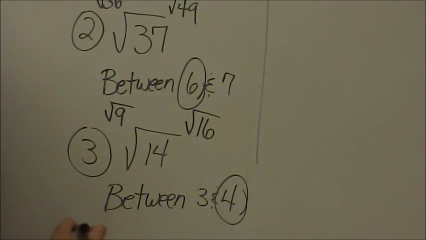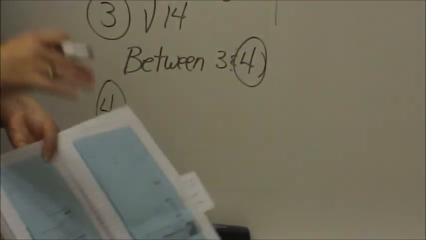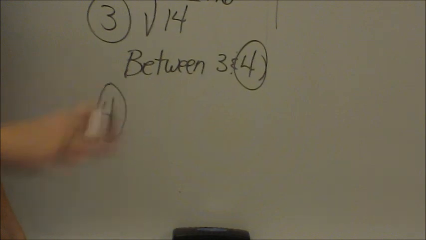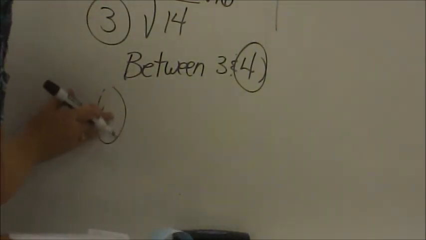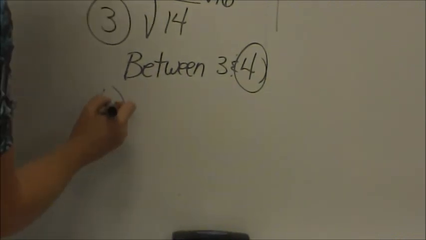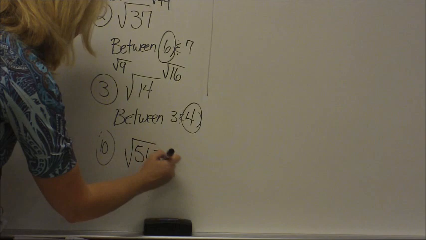Okay, if I do one more down here, can you see it? Okay, I want to skip down to the ones down there at the bottom with the decimals. Now, just because there's a decimal in the problem does not change your process at all. Look at number 10. It's the square root of 51.2.